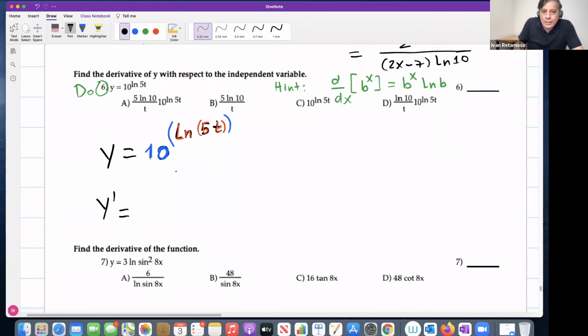Okay, guys, let's do it together, okay? Let's start with the derivative of the outside function, 10 raised to something. That derivative can be gotten by following this formula, right? B^t. So that derivative is itself, 10 raised to this, right? Multiply by natural log of the base, which is 10, right? This is this. But then we have to multiply this by the derivative of our inside function.